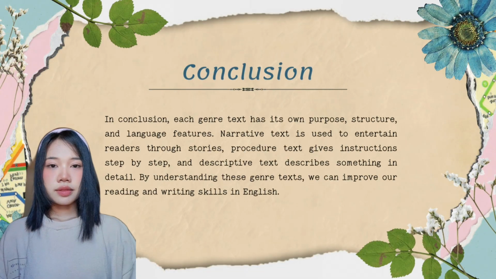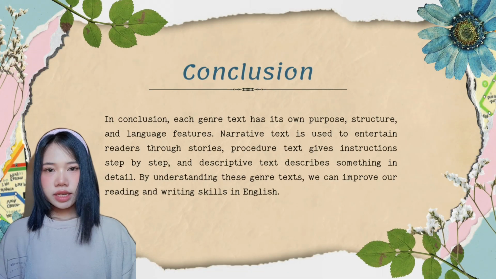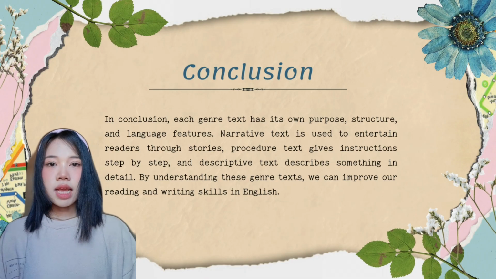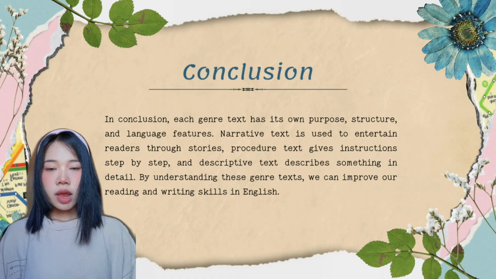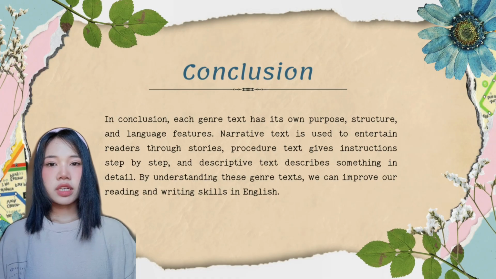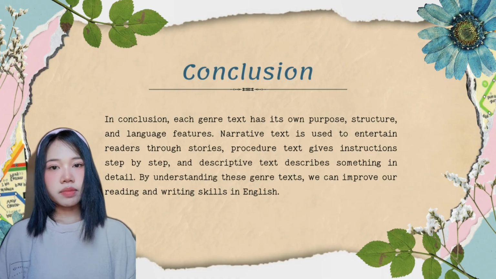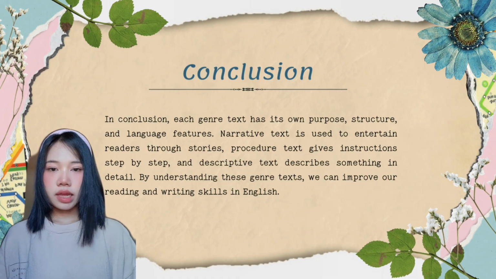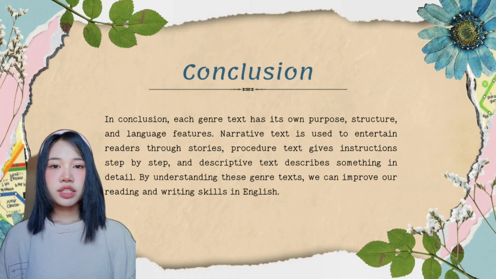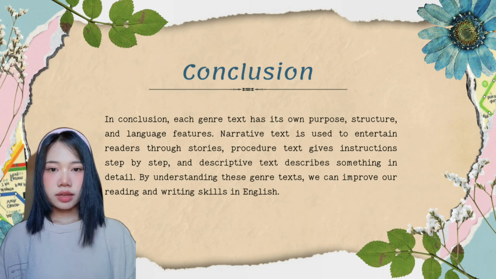In conclusion, each genre text has its own purpose, structure, and language features. Narrative text is used to entertain readers through stories. Procedure text gives instructions step by step, and descriptive text describes something in detail. By understanding this genre text, we can improve our reading and writing skills in English.